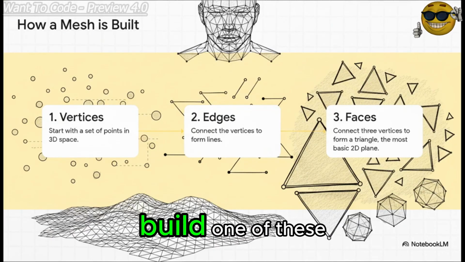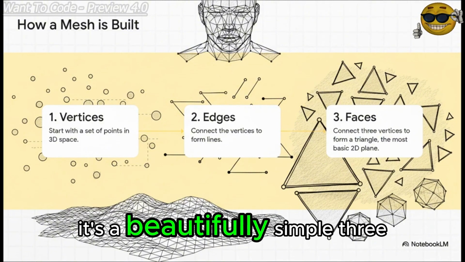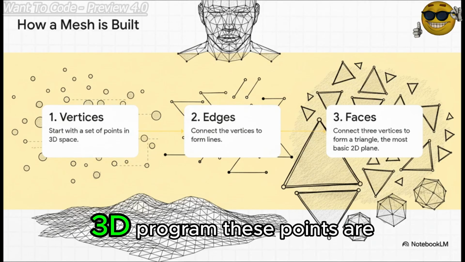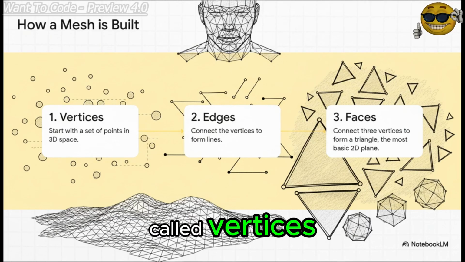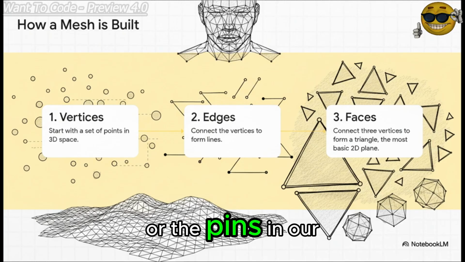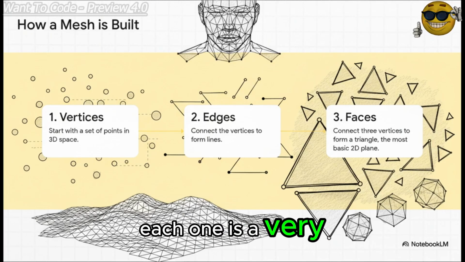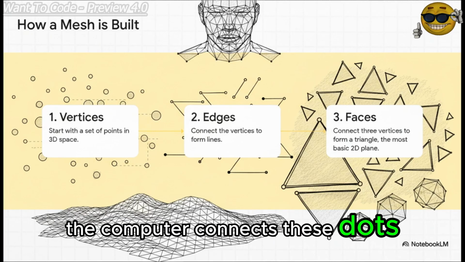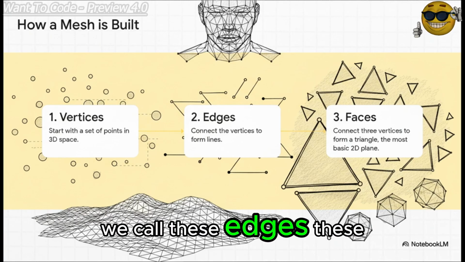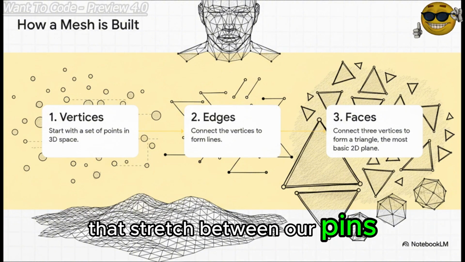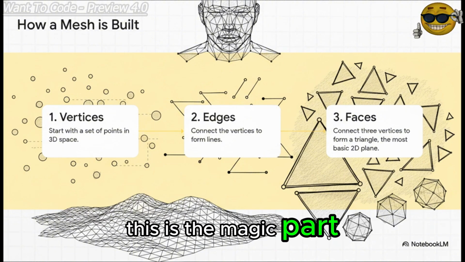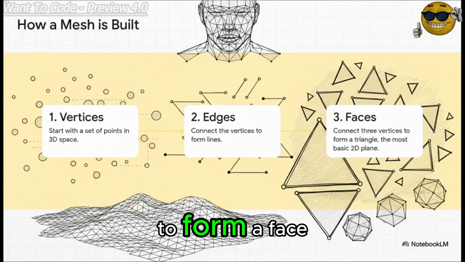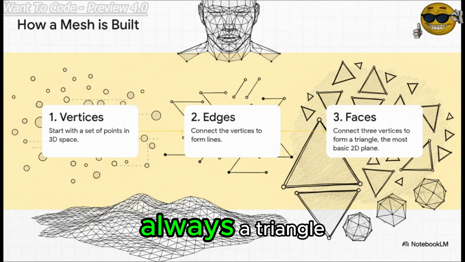So how do you actually build one of these digital skeletons? Well, it's a beautifully simple 3-step process. First, an artist places a whole bunch of points in a 3D program. These points are called vertices. Think of them as the dots in our puzzle or the pins in our sculpture analogy. Each one is a very specific X, Y, and Z address in space. Step 2, the computer connects these dots with straight lines. We call these edges. These are the rubber bands that stretch between our pins. And then step 3, and this is the magic part that turns a simple wireframe into something that looks like a surface. It connects 3 vertices together to form a face, and that face is almost always a triangle.